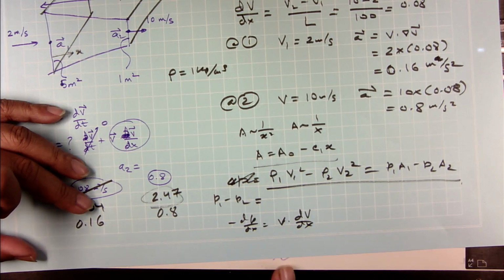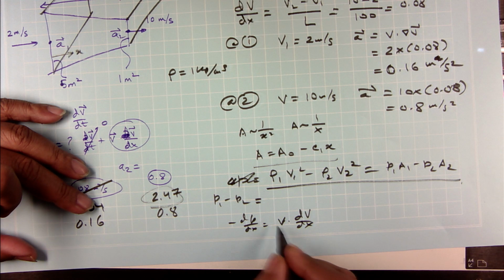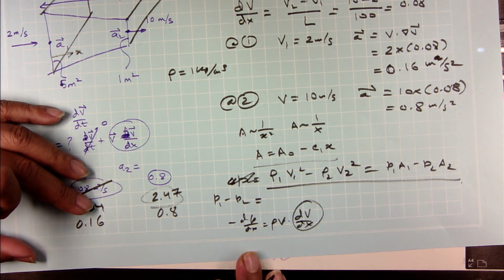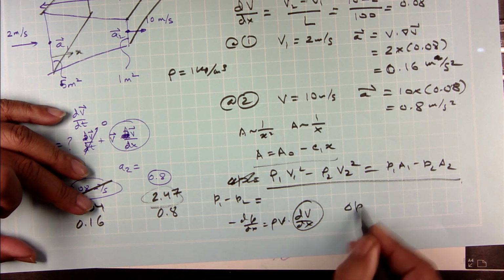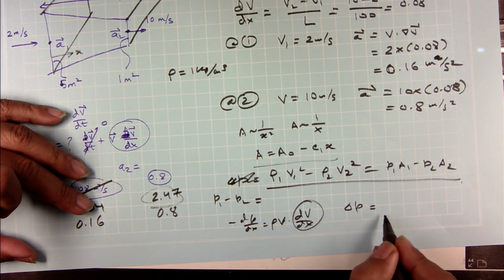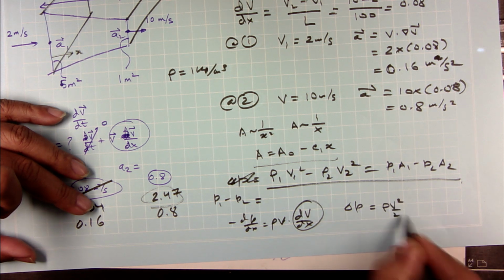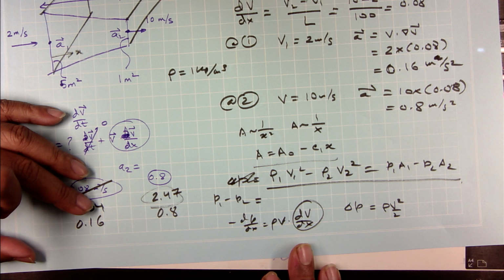Right, right. So this is one equation, and the other is minus dP dx is equal to rho V dV dx, isn't it? Well, dV dx is a constant. So therefore, your delta P will be, you know, rho V square by 2, isn't it?